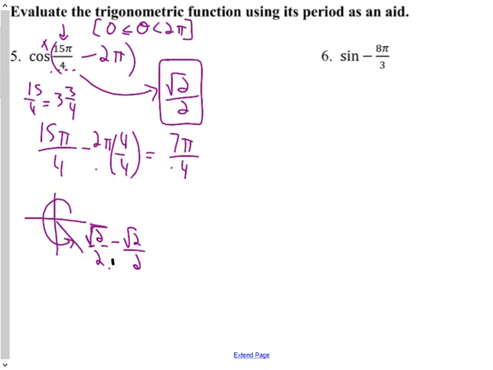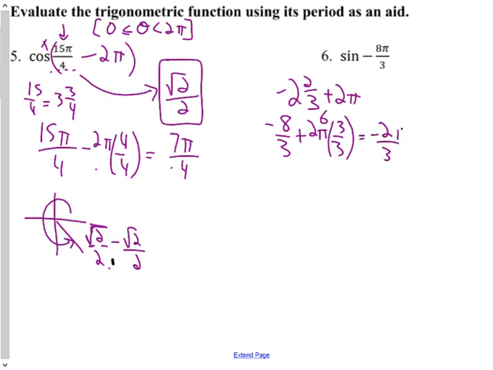Next one, what if it's too low? This one's negative 8π/3, which again, if I kind of change it into this form, it's too low. I need to add 2π, and I might need to do it more than once. So negative 8/3 plus 2π, which in thirds, that's why I'm multiplying by 3, I get 6. So negative 8 plus 6 is negative 2π/3. I still need 6 more. I add another 2π. So adding 6 more thirds, I've got 4π/3.